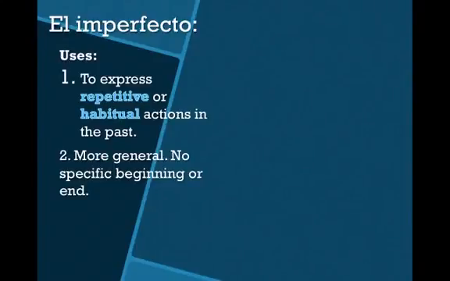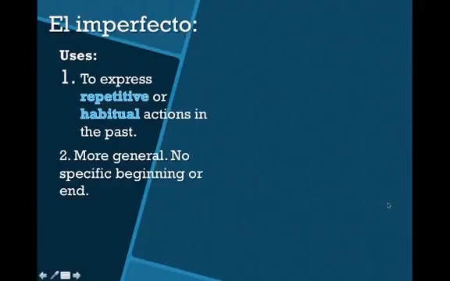The imperfecto is used to express a repeated action or something that happens on a regular basis or things that are habitual. A lot of times you use the imperfecto to talk about things that you used to do on a regular basis. Or you'll use the imperfecto to describe what something looked like, to describe something in the past. The imperfecto is more general. There isn't usually a specific beginning or end. It's more of a cloud of time. It's a not very specific period of time.